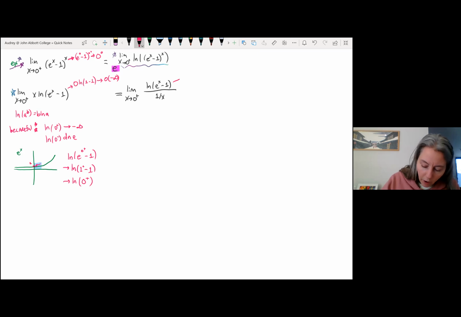So now we've already checked that ln. It's a negative infinity, and we're going to have a positive infinity on the bottom because 1 over 0 from the right we know is positive infinity.